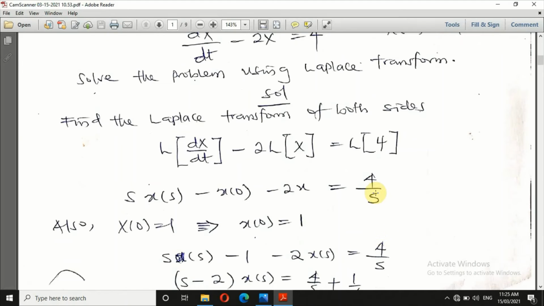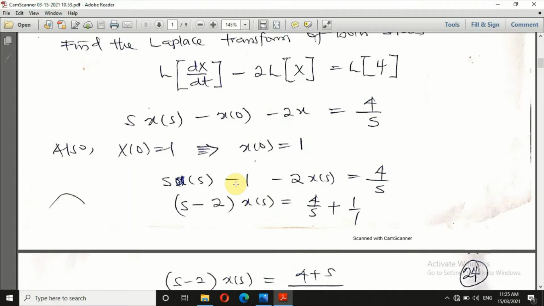So that's all. Now the next thing is for us to group. Look at the condition. The condition we have in the problem is x of 0 is 1. So we are going to replace this one with x of 0 equals 1, the one I'm trying to circle here. By the time you change this to 1, you now have s X(s) minus 1, then minus 2X(s). I've changed this X to X(s) so that I can say clearly that it depends on s. So it equals 4 over s.